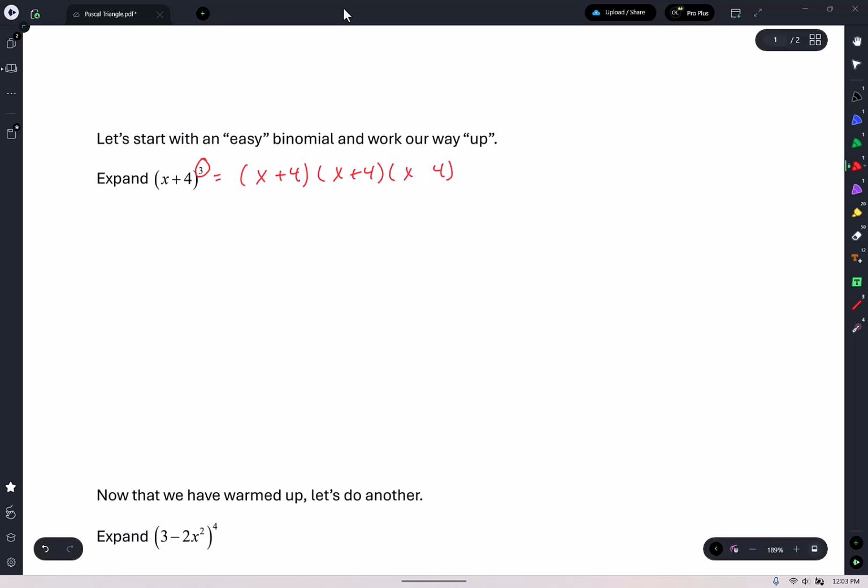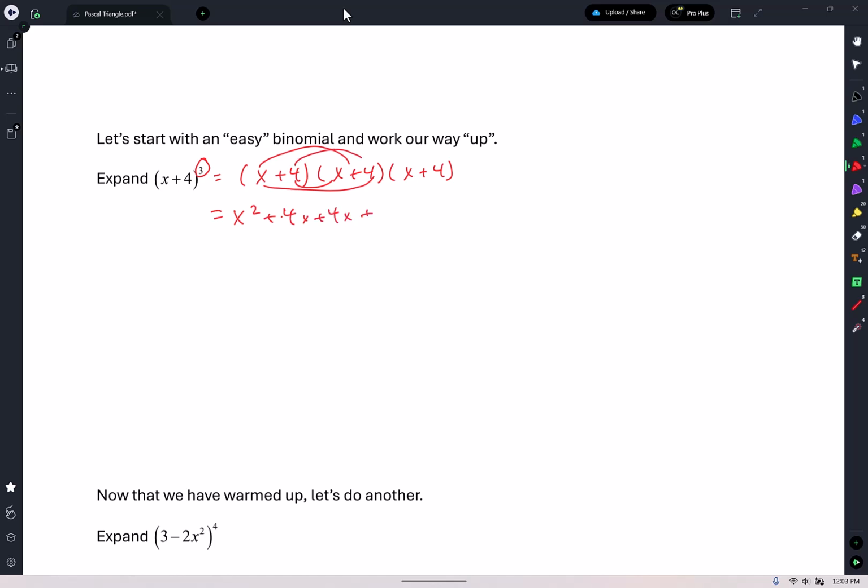And I think it's fairly simple to multiply two of these really quick. X times x, that's going to be x squared, plus x times 4, that's going to be plus 4x, and then 4 times x is going to be another plus 4x, and then 4 times 4, that's going to be plus 16. And then you still have that x plus 4 on the side. So let's go ahead and combine like terms first, these two 4x's. So you have x squared plus 8x plus 16 times x plus 4.